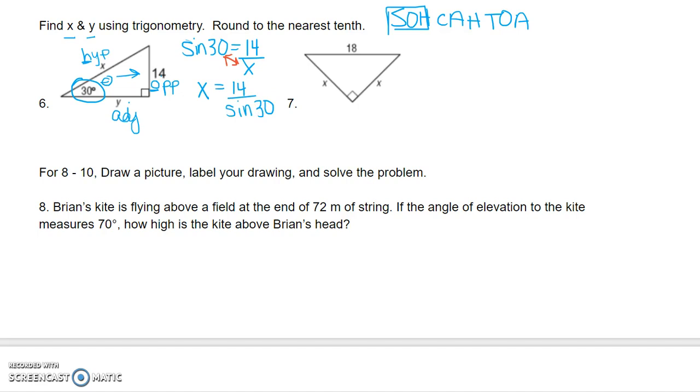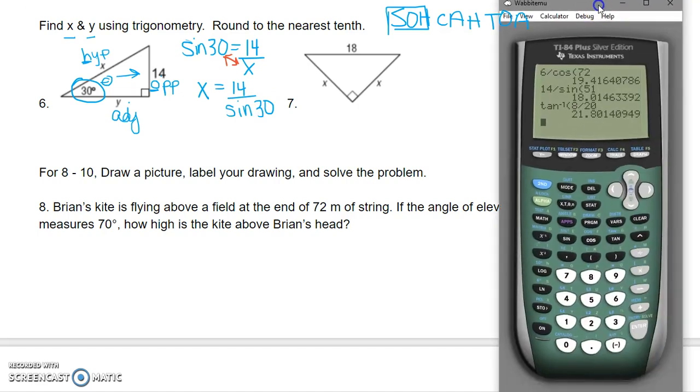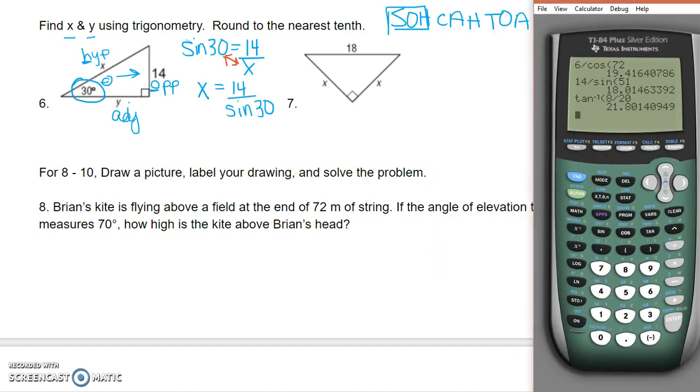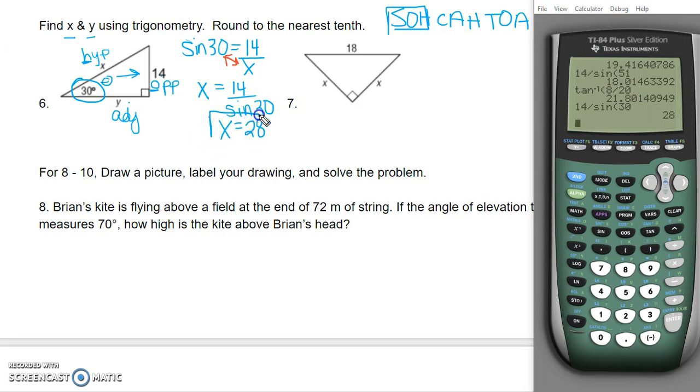Now I'm just going to grab my calculator. And I'm going to type in 14 divided by the sine of 30, and I get 28. So that means my x side is 28. And then I'm going to come back and set up a different trig ratio for y.